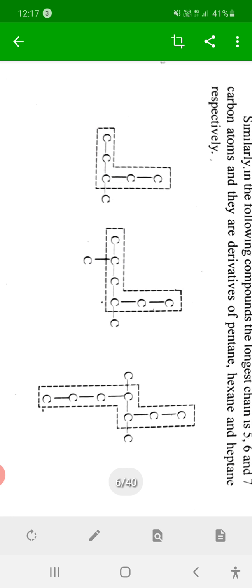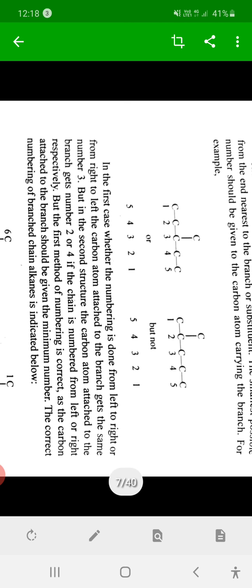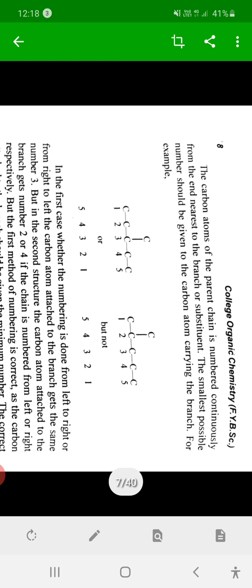Here the selection is of the longest continuous chain. The chain must be continuous and longest. Zigzag or straight chain is not a criterion. The only criterion is that the chain must be longest and continuous, no breaking. This one is the only requirement here. Now after chain selection, a very simple way.